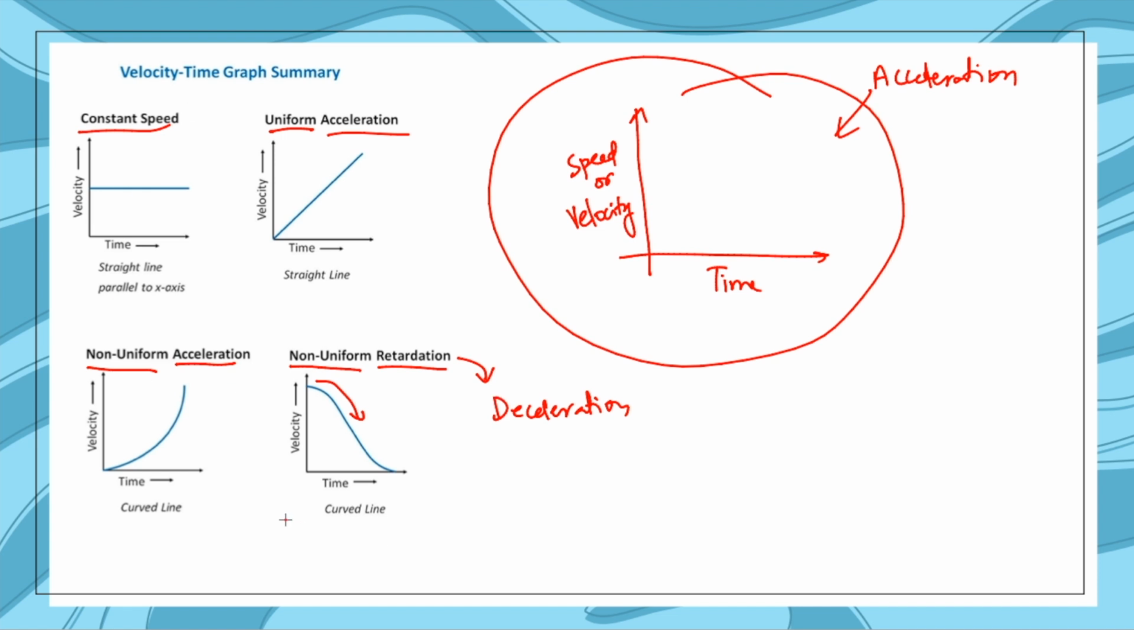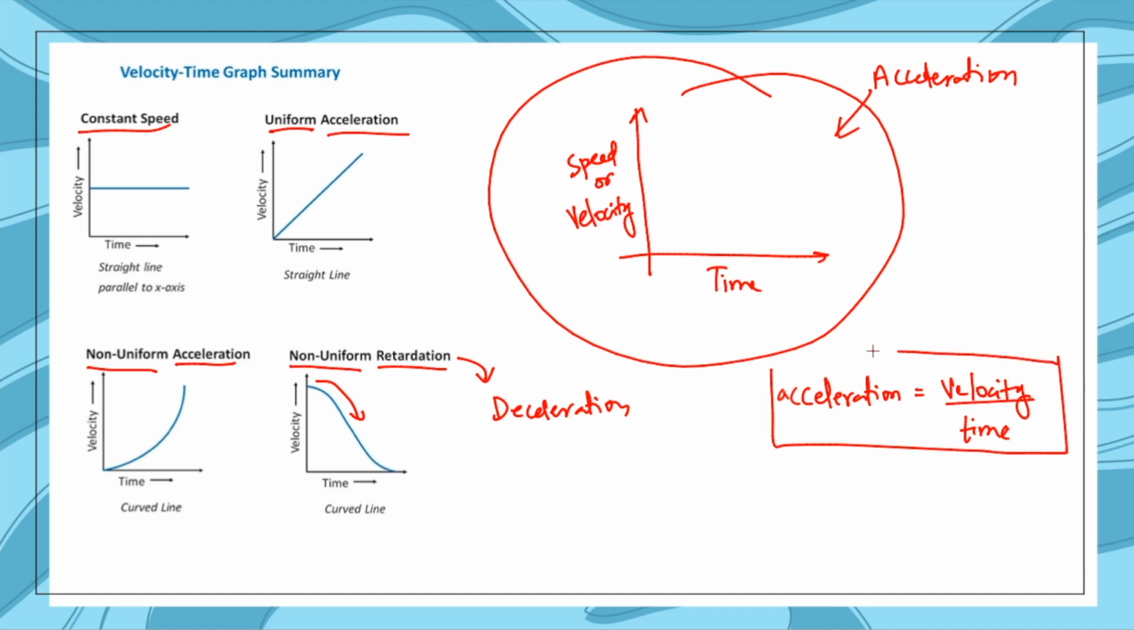Now once you have understood them, let me tell you the equation as well. The equation is that acceleration is equal to velocity upon time. This is the relation, or the equation, which is followed.